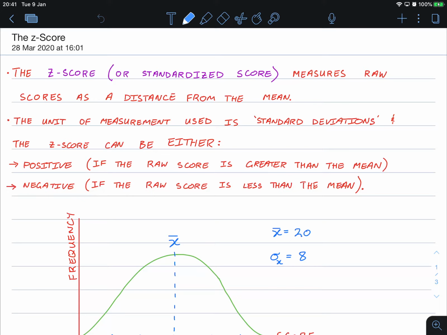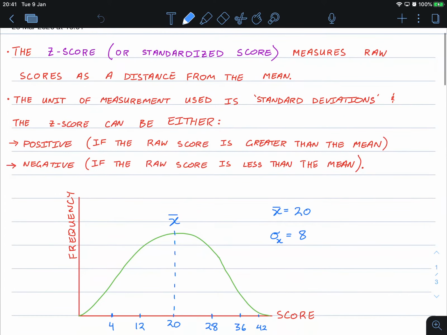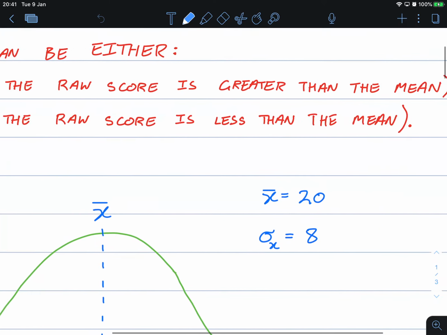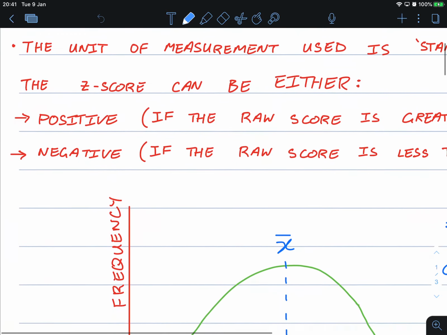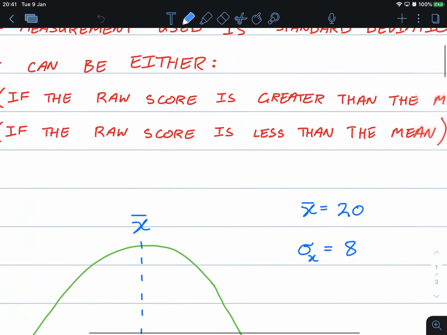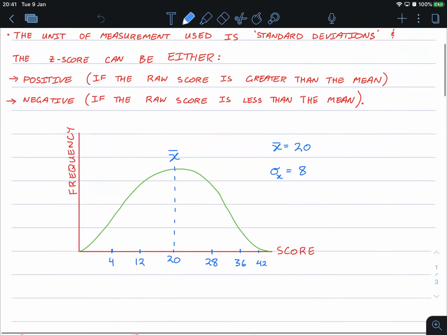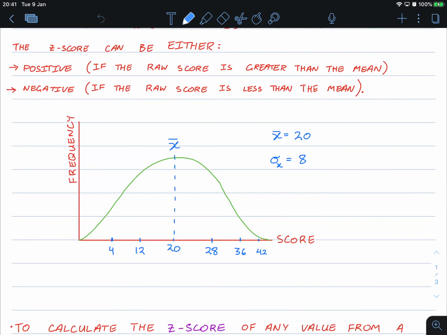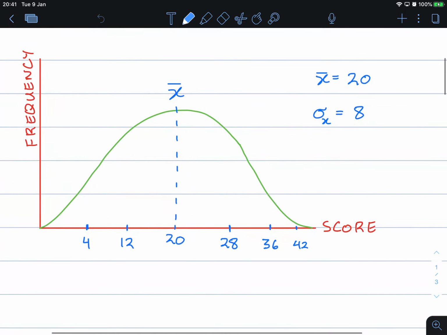The Z-score, or standardized score, measures raw scores as a distance from the mean. The unit of measurement used is standard deviations, and the Z-score can either be positive if the raw score is greater than the mean, or negative if the raw score is less than the mean. So let's do a simple analysis of this. Let's take a look.